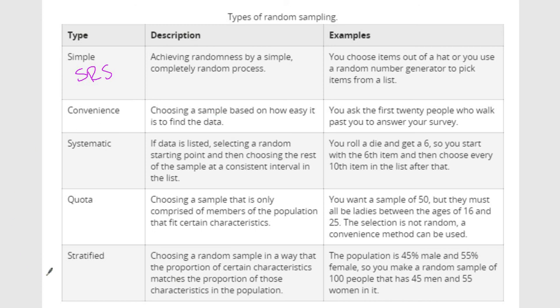Stratified is another common one. Stratified is when you want to match the population. Say the population is 45% male and 55% female. I don't want to get a sample that's 75% female. That's not useful for me. That doesn't match the population. So stratified makes sure that I get a sample that represents the population, and I want to make sure that the genders are equally represented. That's what stratified is. You're matching that population.